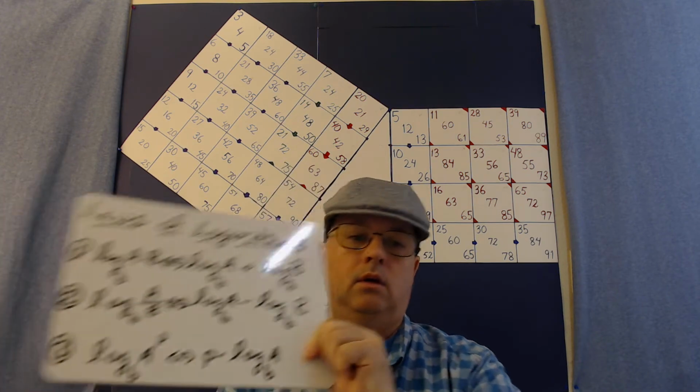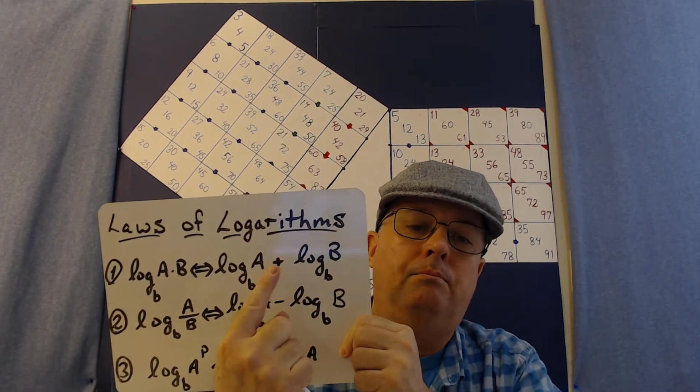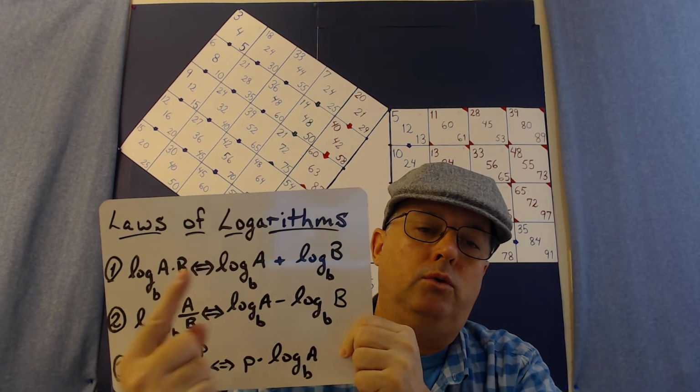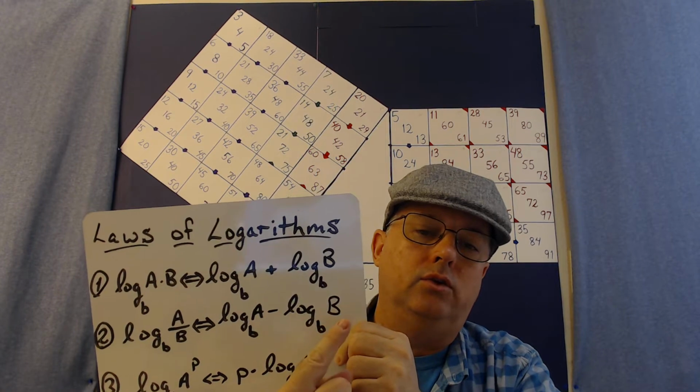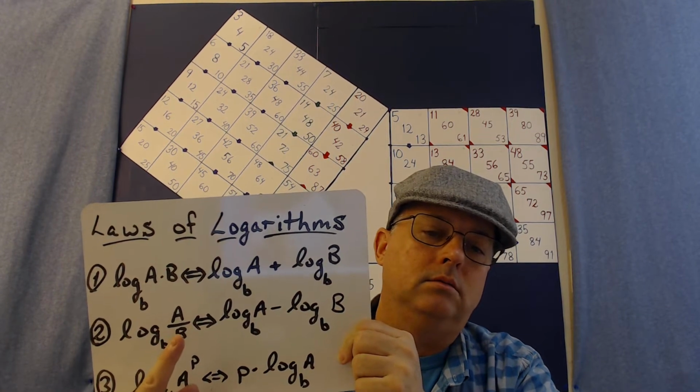Okay, so another way to think of this is that the laws of logarithms, the plus tells you that you were multiplying, and the minus tells you that you were dividing here. Okay, so the signs tell you things. Isn't that what's true in life? The signs tell you things. Okay.